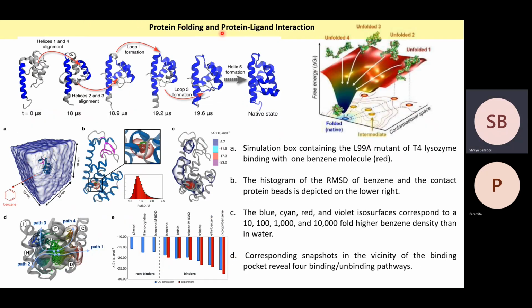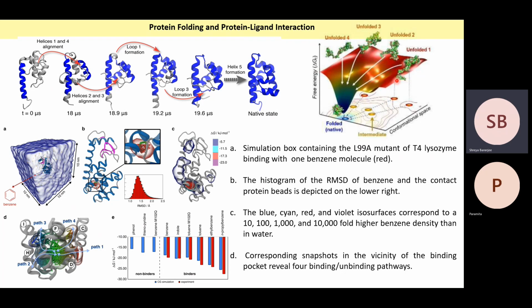Protein folding and protein ligand interactions are two important biological problems that were solved using this molecular dynamic simulation. If you look at this particular protein shown here, molecular dynamic simulation was carried out to find out how this protein folds. Firstly, the thing you have to understand about folding of proteins is that there may be numerous unfolded states, but there is only a single native folded state.